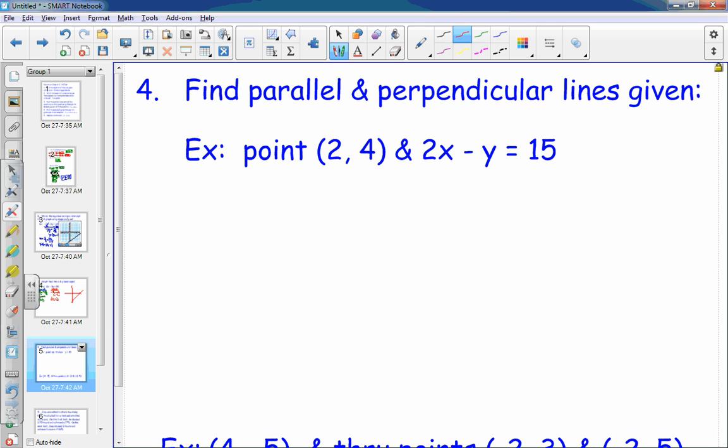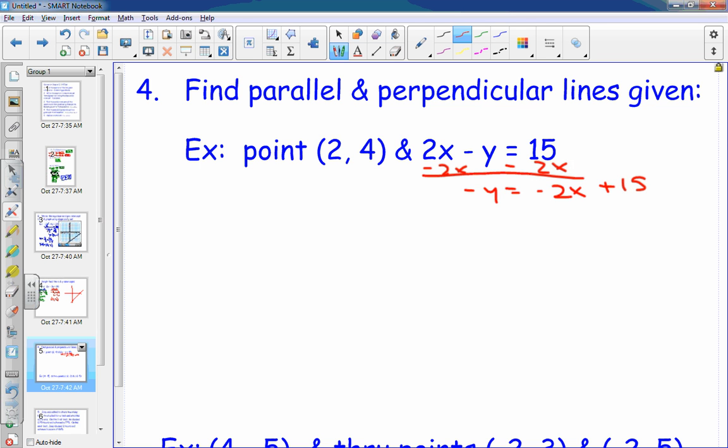Okay, the next thing is parallel and perpendicular lines. This is where many of you guys screw up on this, okay? So now, I give you the equation 2x minus y is equal to 15. What do you need to do? You have to solve that for y first. So if I solve this for y, I'm going to subtract 2x, and I have negative y is equal to negative 2x plus 15. Then what?